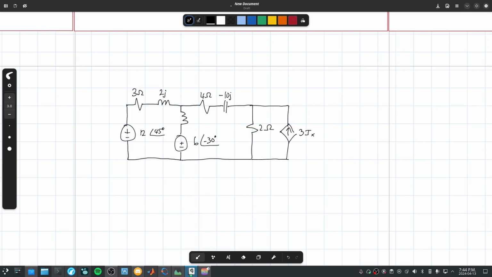And it asks, find the voltage at these two. Oh, I forgot, this is 4j. So this is V1 and this is V2. Where's Ix? Oh, that's a great question. Ix is going down here.